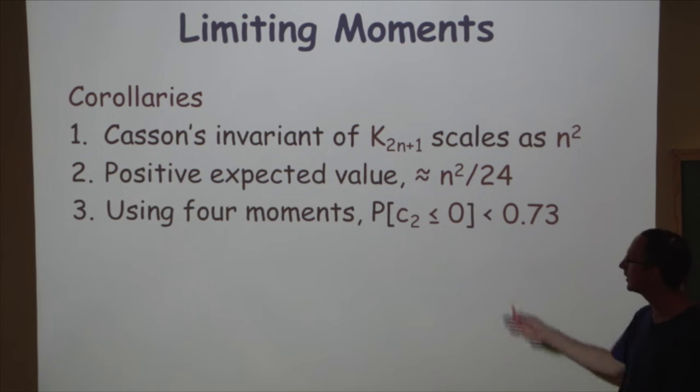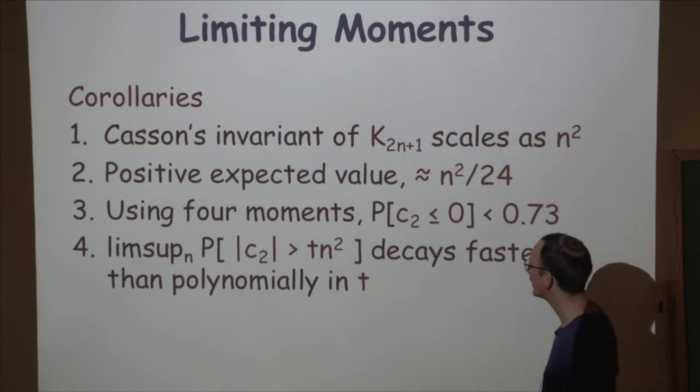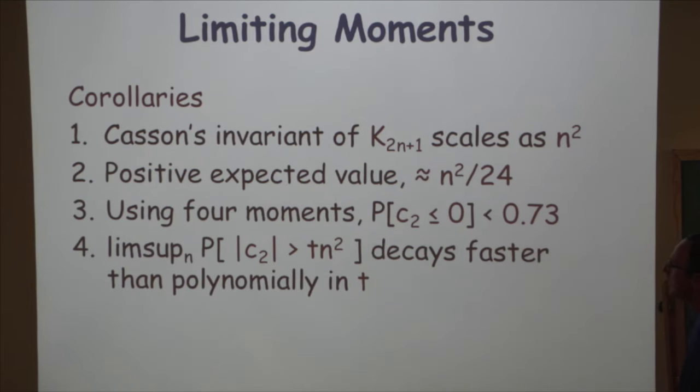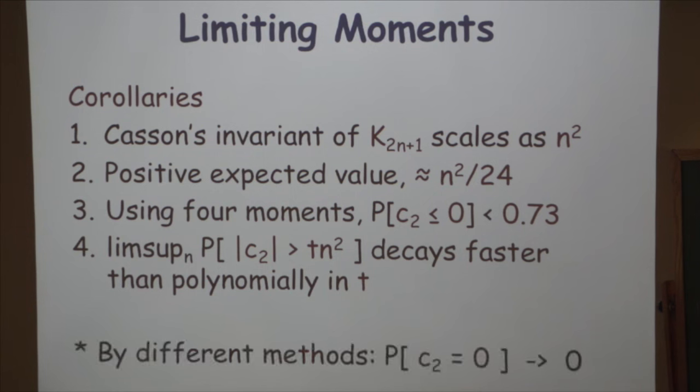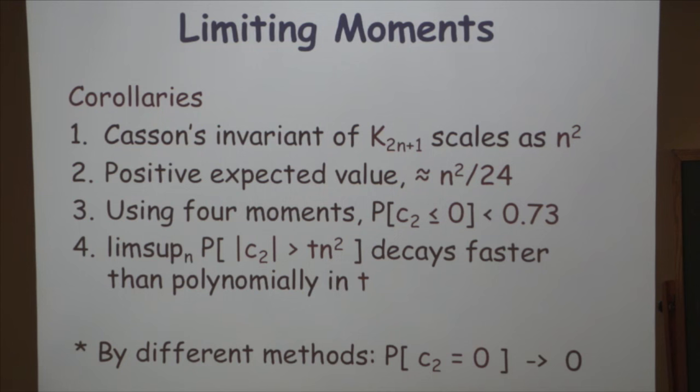More things you can do. If you have moments, you can say all sorts of things about the probability. This is one example. I don't want to say much about it. If you have all moments, you can also tell what is the decay of the conjectured limiting distribution. So it should be faster than any polynomial. So the probability it is negative is actually less than 1/2, you expect? Yeah, it should be about a quarter. That's the estimate that we get from four moments. If we took six moments, maybe then we could get a better estimate. That's what we can get with moments. But by other methods, not by moments, we can show that the probability of a zero Casson invariant is going to zero.